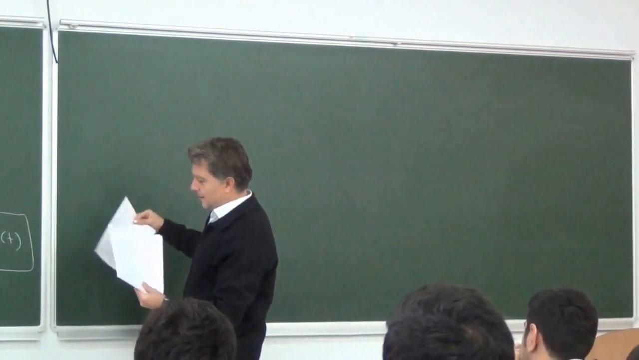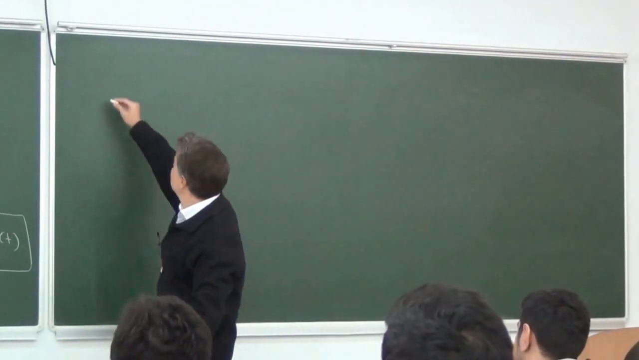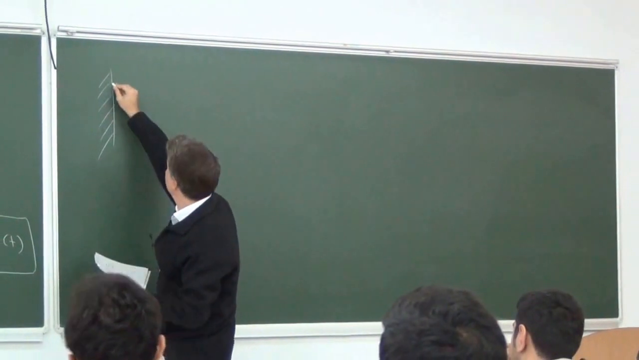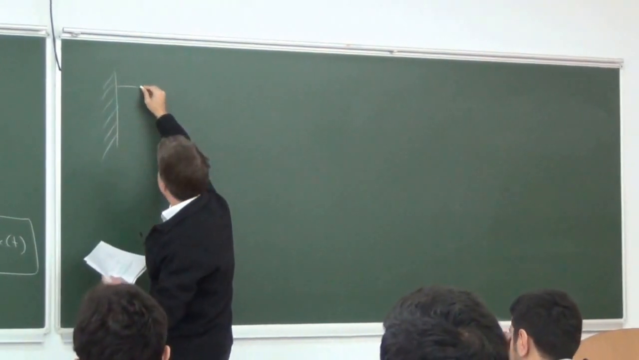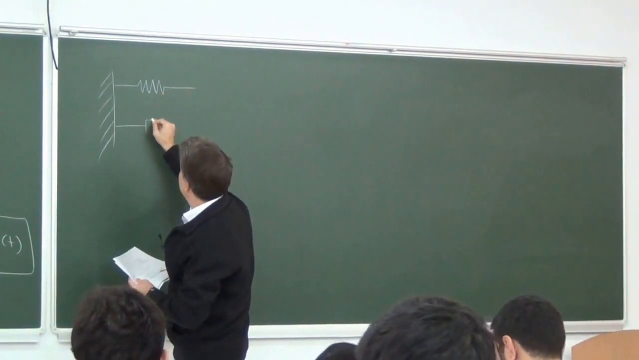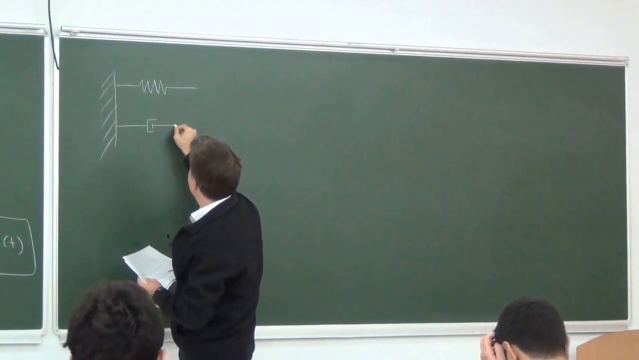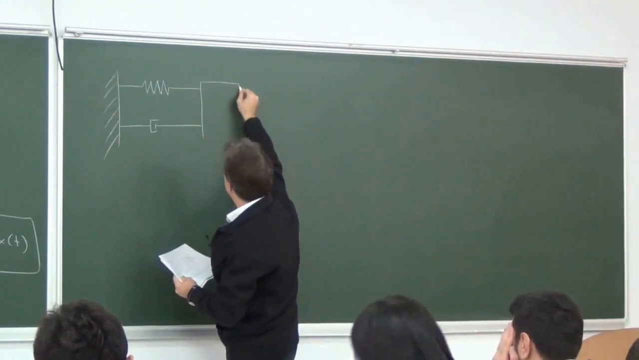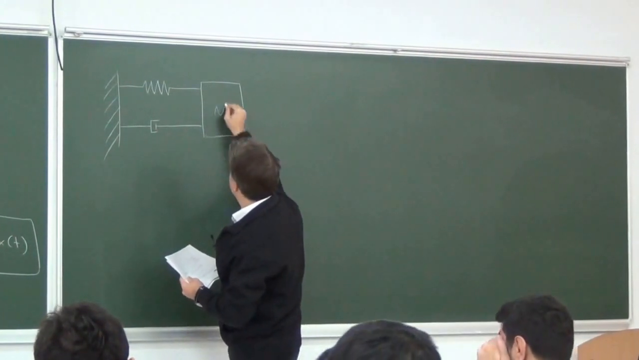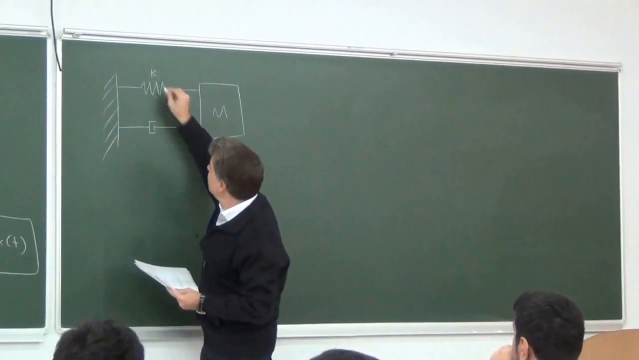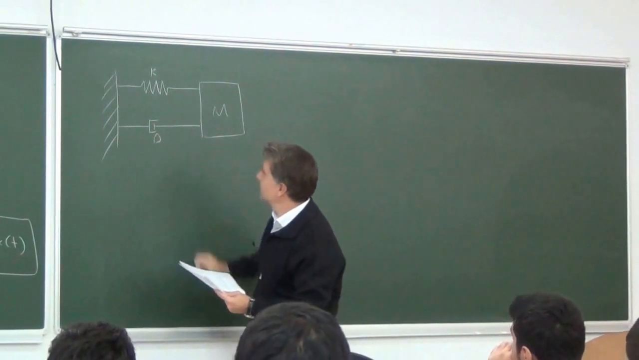And the example is here. You have a wall here, and to the wall you have a spring and a damper attached to a mass with mass m, and the spring constant is k and the damper constant is d.